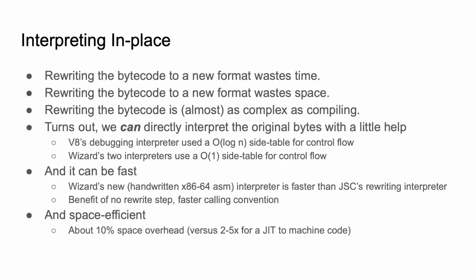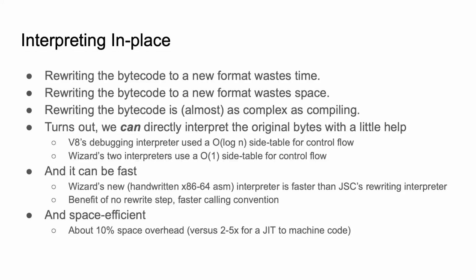All right, so to recap, we rewrite to a new format, we're wasting time and space. It's almost as complex as compiling. You have to track all the abstract state that you would have to track in a compiler. It's maybe just a tad simpler because you don't have to do register allocation or generate assembly code and then debug that. So it's a little bit easier, but it's basically fundamentally the same algorithm as compiling. So with my one-trick pony here, we're going to directly interpret the Wasm bytes.